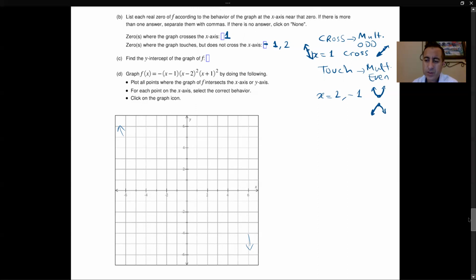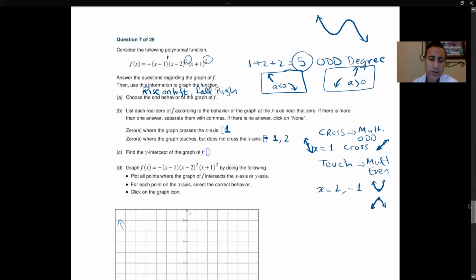The y-intercept, we say that's the easy one to figure out. It's just when x is 0, this is 0, this is 0, right? So we have 1 times negative 2 squared is 4. And we have negative 1 as well outside. So negative 1 times negative 1 is positive 1. Positive 1 times 4 is 4. 4 times positive 1 is 1. So we can write it here just to show.